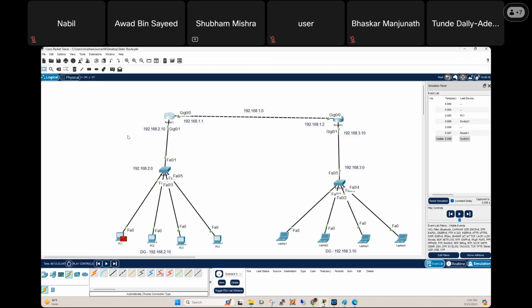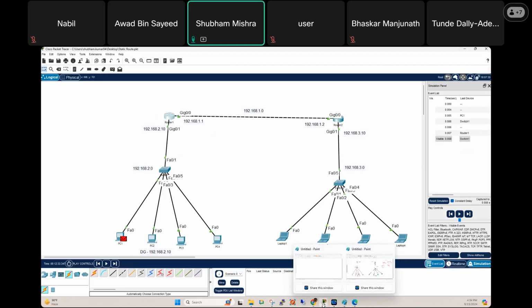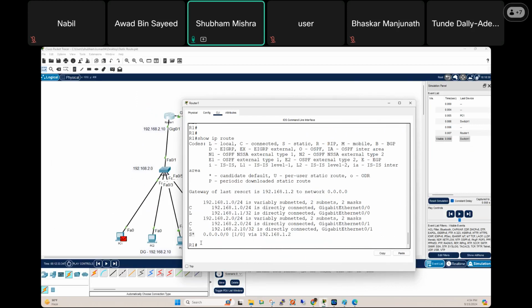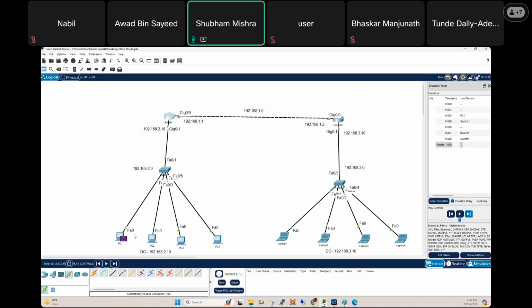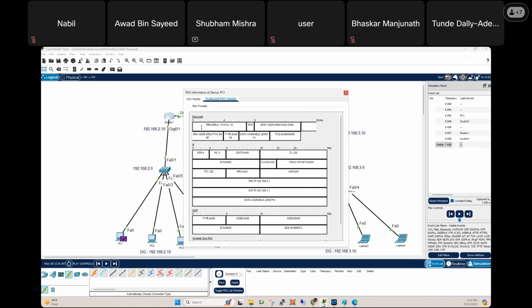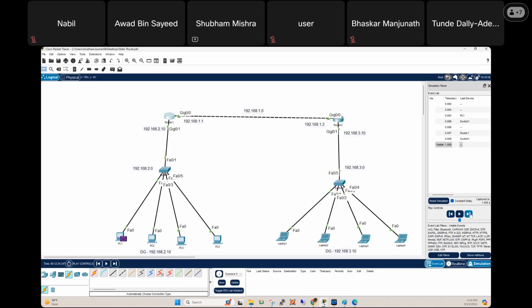So what did I do? I configured the default route here, right everyone? Yes or no? It means now this router will forward the traffic towards 1.2. Which packet, guys? This is the ICMP packet. The packet is completely encapsulated. Yes or no?